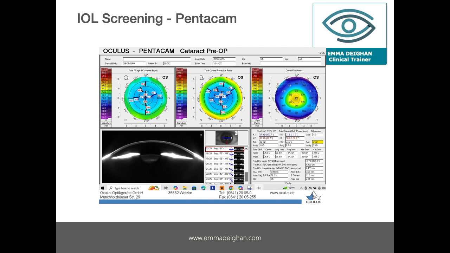So one of the things that Professor Maeda says is that if the high order aberrations at 4 millimeters are greater than 0.3, it would be okay to do a patient with multifocal lenses, but with caution. If this figure is under 0.3, then that patient is suitable for multifocals. And if they are over 0.5 RMS at 4 millimeters, then they're not suitable for multifocals.